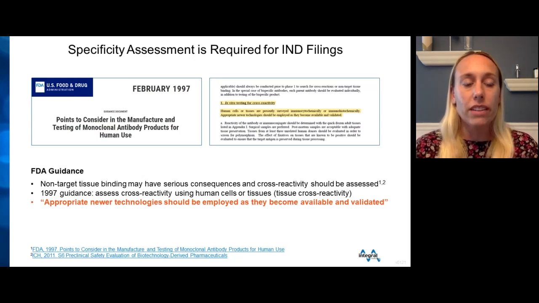I'd like to point out that the Points to Consider document has not been updated since 1997. This is still the current version used today. And I'd also like to point out an interesting sentence. It does say that appropriate newer technologies should be employed as they become available and validated. So already back in 1997, there's this idea and thinking that the TCR assay might not be the best way to truly assess antigen specificity.